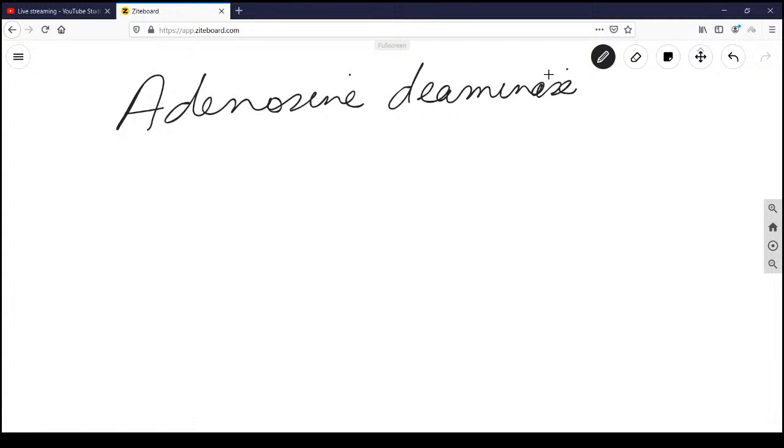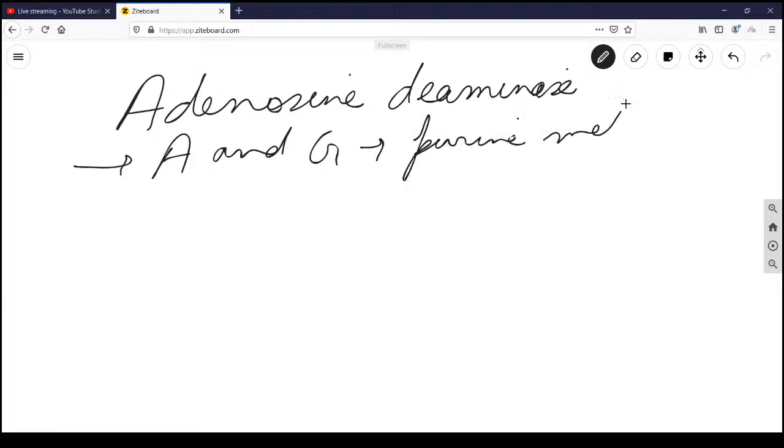So what happens is, it causes deamination. What kind of deamination will it cause? And which type of deamination will be done by this specific ADA? It is considered as one of the key enzymes in purine metabolism, means A and G, adenine, guanine. Number one thing is purine metabolism.